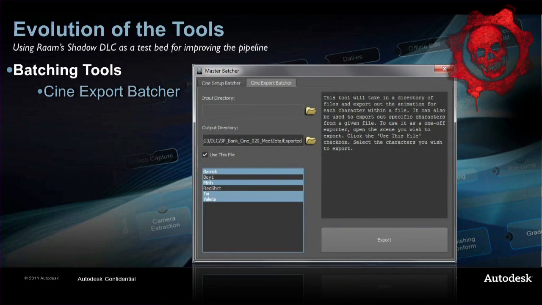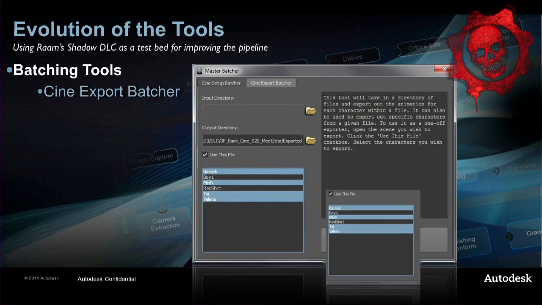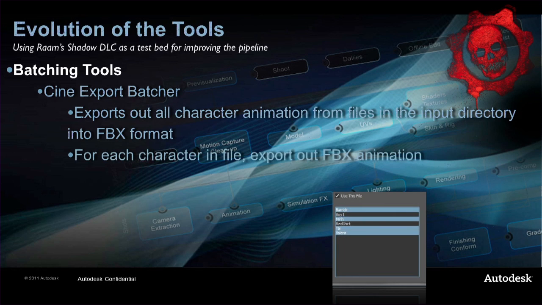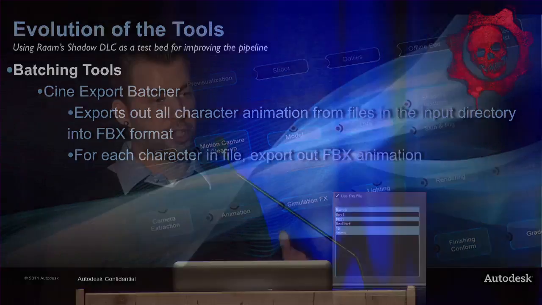And so this is very simple. It just takes an input directory of all the Maya files that they want to export, and then they specify where they want those exported to. And then it goes in, and for every file, for every character in that file, it's going to export out an FBX animation. If they've just done polish on one particular file and a couple characters in that file, they can check the use as file checkbox, which will populate the below list with the characters in the shot, and they can select which ones they want to individually export.